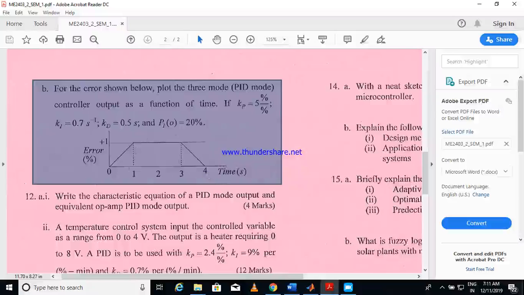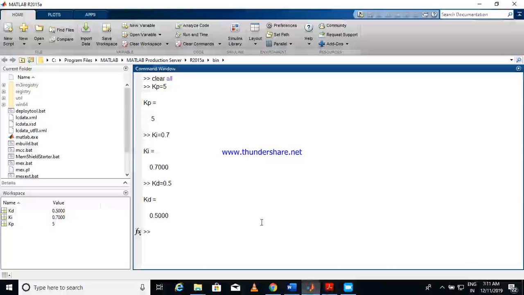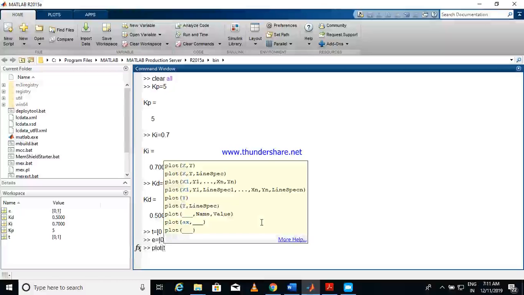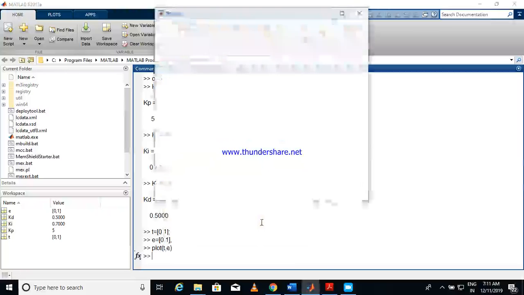First we will find the mathematical definition of this error. At t equal to 0, E is equal to 0. At t equal to 1, E is equal to 1. So how do we find the equation? This is the t axis, 0 and 1. I am writing t as a vector, and E at 0 is 0, at 1 is 1. Now if you give a plot command, t versus E, the plot will come.